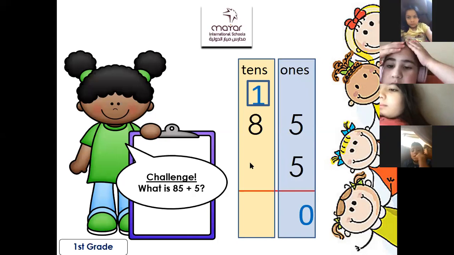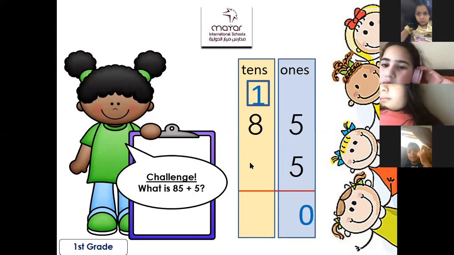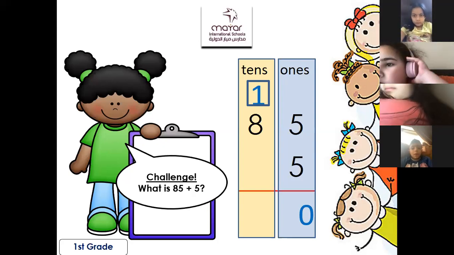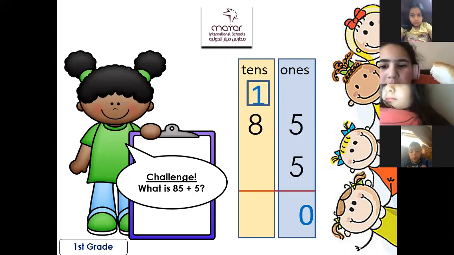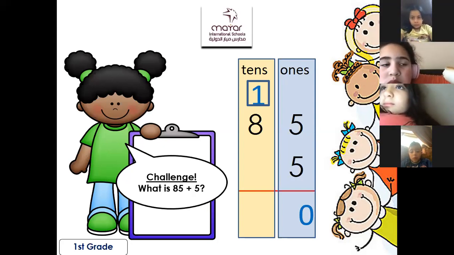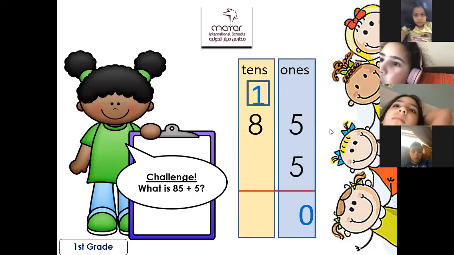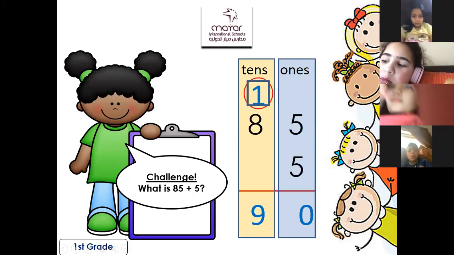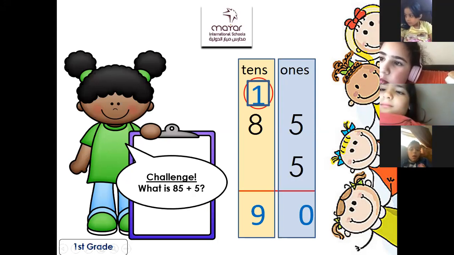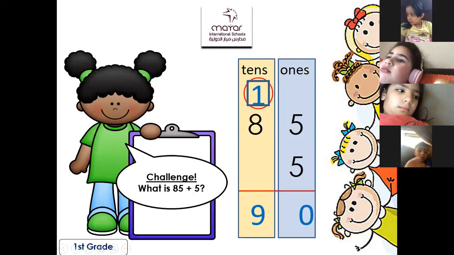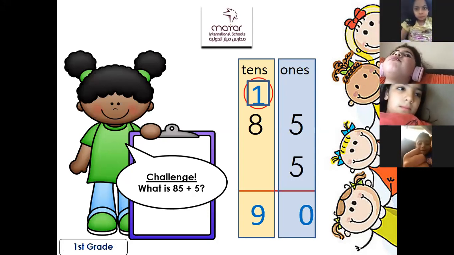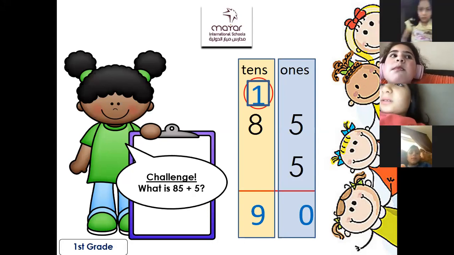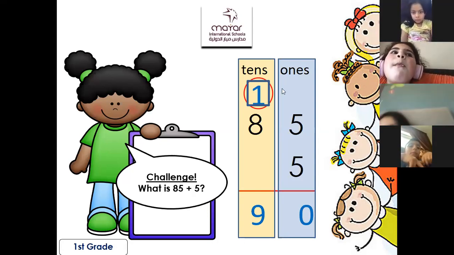So tell me, now we have the 8 and the 1. What will we do? We will add them, right? Yes. So what is 8 plus 1? 9. So what is the answer in the end? 85 plus 5. What is the answer in the end? 85 plus 5, and what answer did we get? 90. Excellent, Ziad. We got 90. Thank you, Ziad.